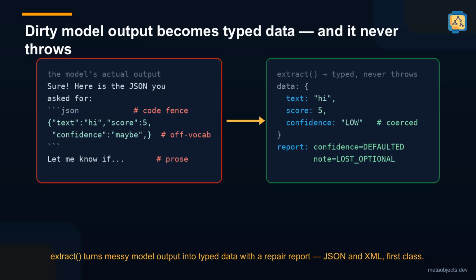Then the output. Real model output is dirty. Prose wrappers, code fences, off vocabulary values. Meta-objects generates a tolerant extract function from that same declaration. It returns typed data with a report of exactly what it fixed, and it never throws.